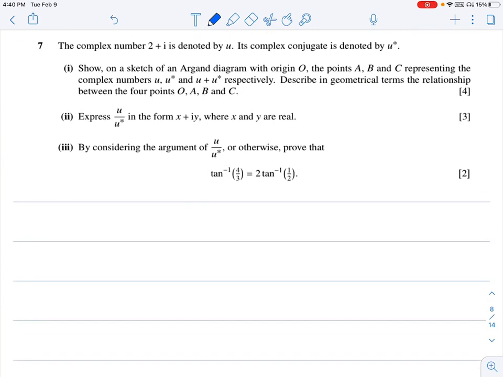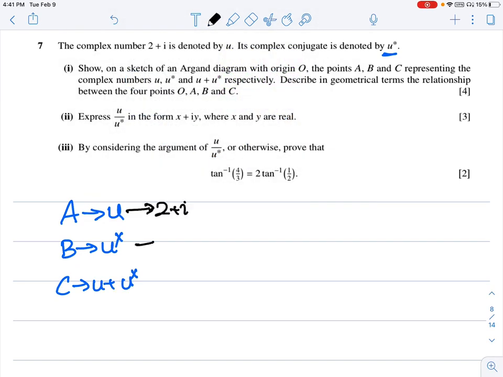Question number 7. The complex number 2 plus i is denoted by u, and the conjugate complex is denoted by u star. Show on a sketch of an Argand diagram ABC, where A is u, B is u star, and C is u plus u star. So u is 2 plus i. So what will be u star? 2 minus i. What will be u plus u star? Just 4. So I have to show this on an Argand diagram.